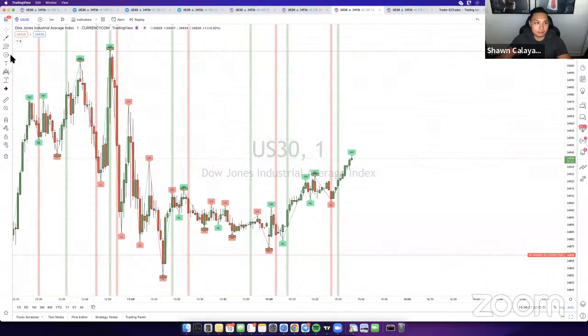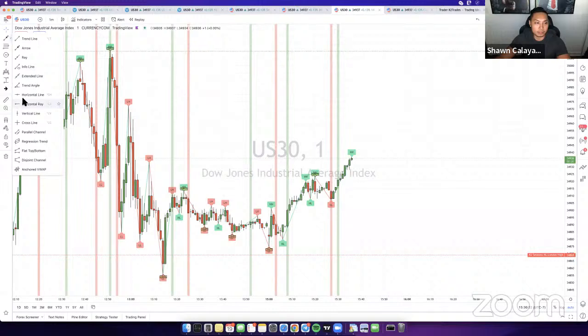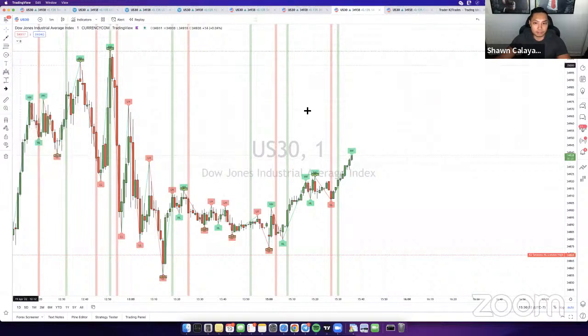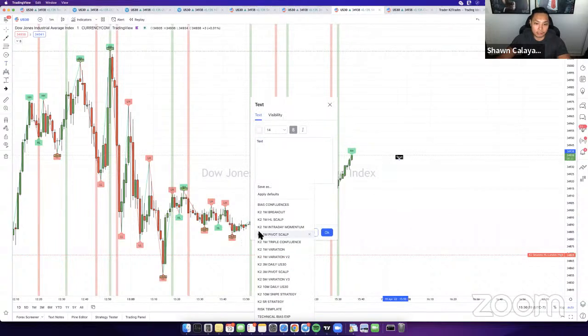So the V1's probably the easiest one of them out of them all. I'll show you one example right here for the double wick, and I'll show you another example for the double body. And I think you'll like these strategies a lot, Stanley, because I know you like to get in and out of these trades really quickly. And this is pretty much what we've been applying during the live.